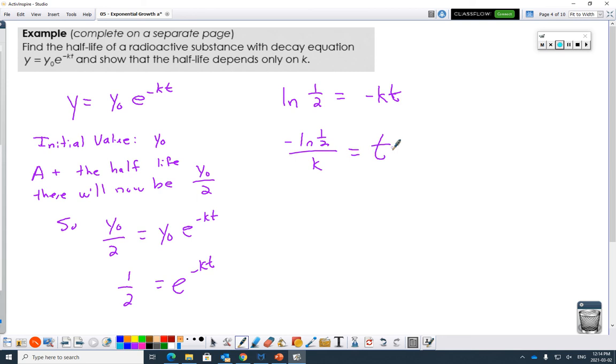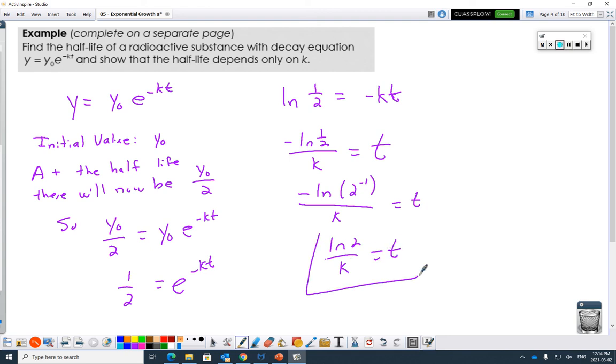And while that's a correct answer, it's not as good as we can do. We can improve this situation a little bit, because 1/2 is 2 to the negative 1. And then using log laws, that negative comes out front, and I actually get this. A pretty handy little equation, actually.